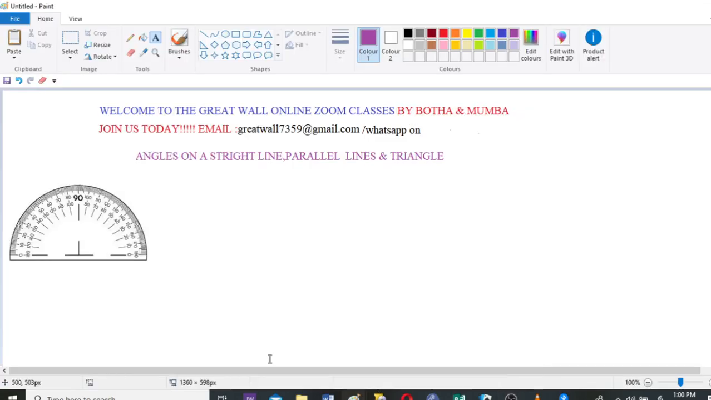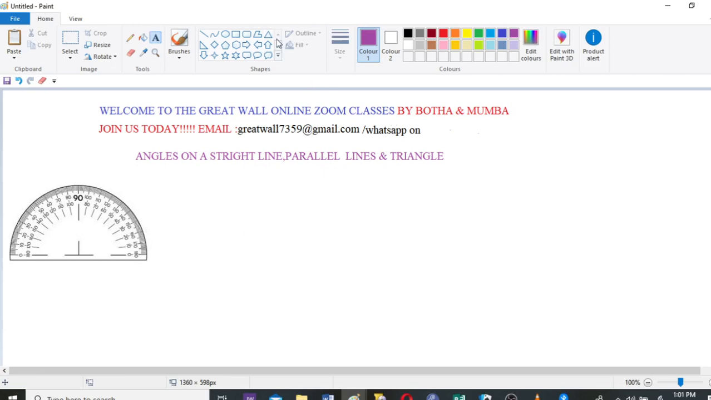So we proceed with our class. In the last class we talked about angles, that is how to measure an angle and how to draw the angle. We learned how to do that with the angles in the range of 0 to 180, and also how to draw and measure angles above 180.